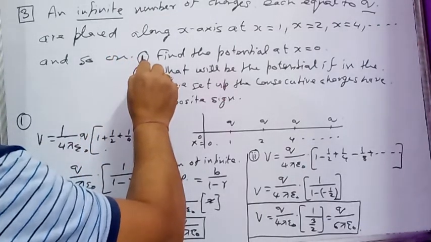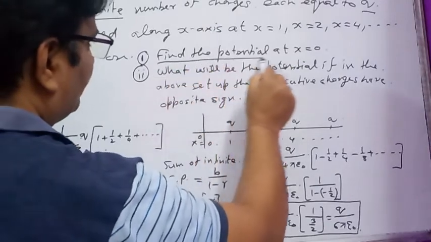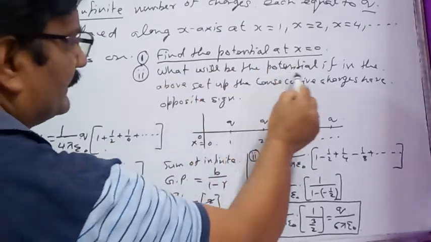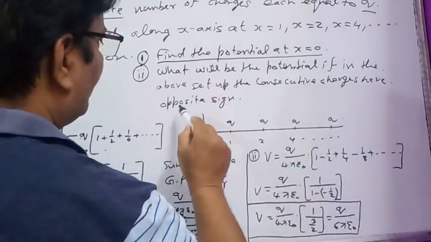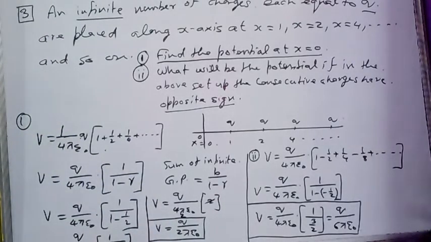What we have to find? Number 1, find the potential at x equals 0. This is the first part of the question. And the second part of the question is, what will be the potential if in the above setup the consecutive charges have opposite signs. Let us see the first part of the question.